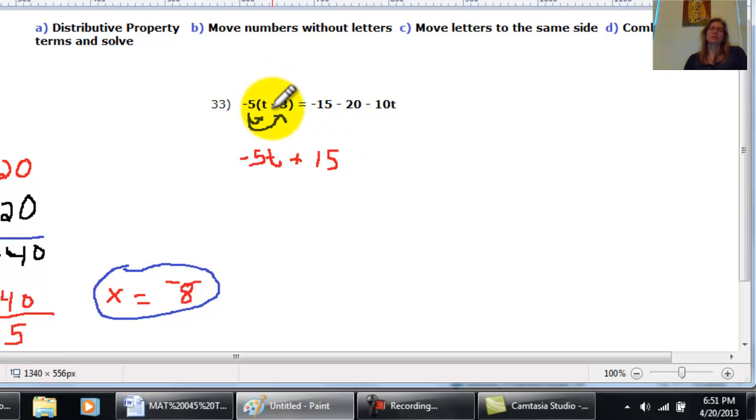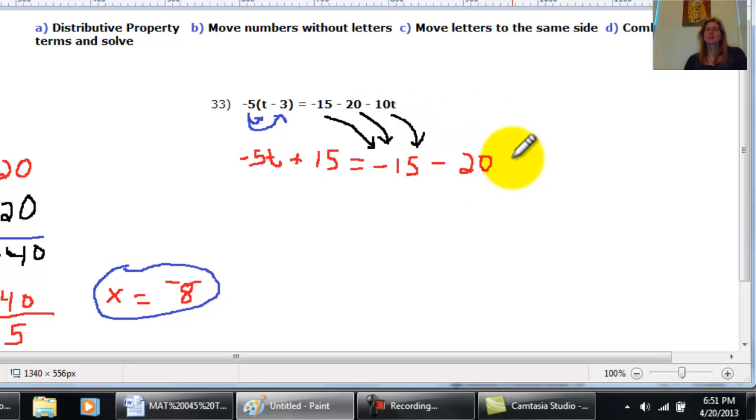So by simplifying the expression, you no longer have parentheses. And let's bring down the rest of the problem. So we're going to bring the 15 down, bring the 20, and the 10t. So that's a negative. Make sure you keep your negative signs there. Negative 15 minus 20 minus 10t.